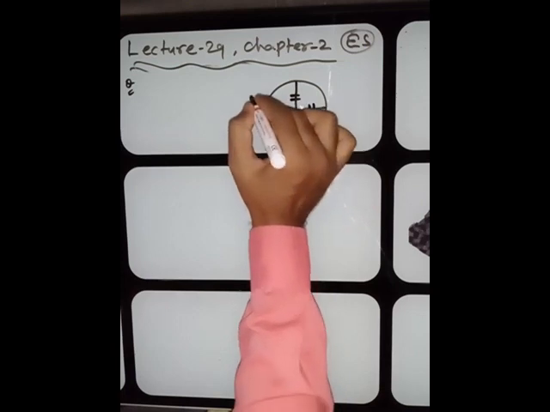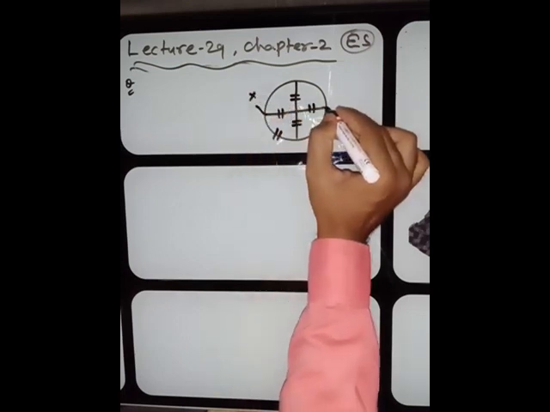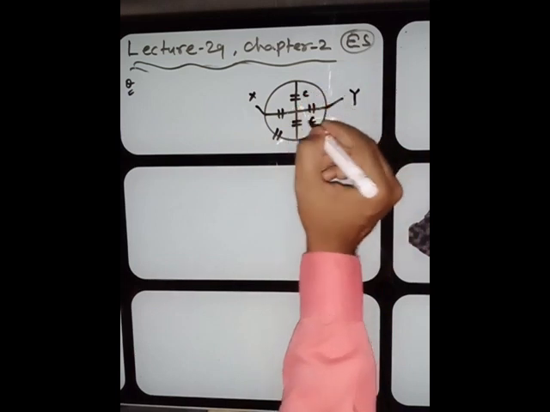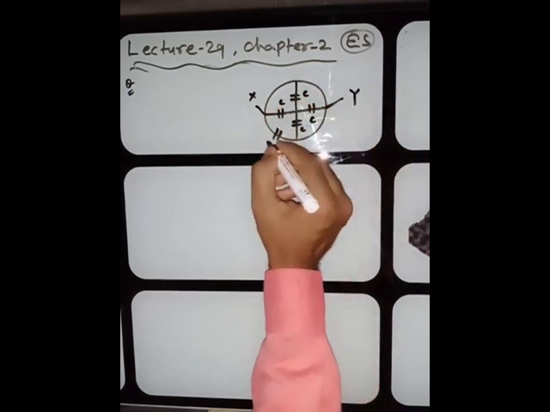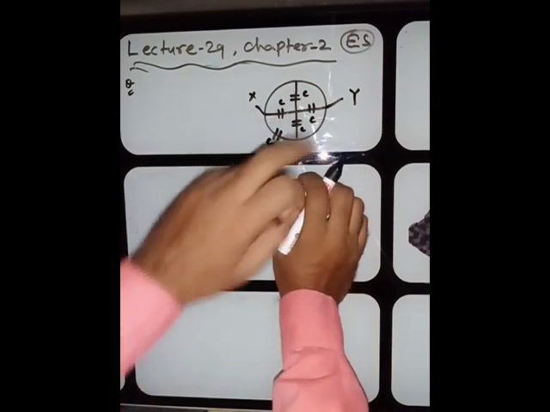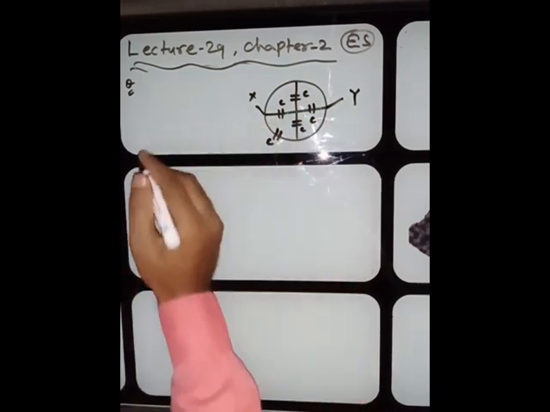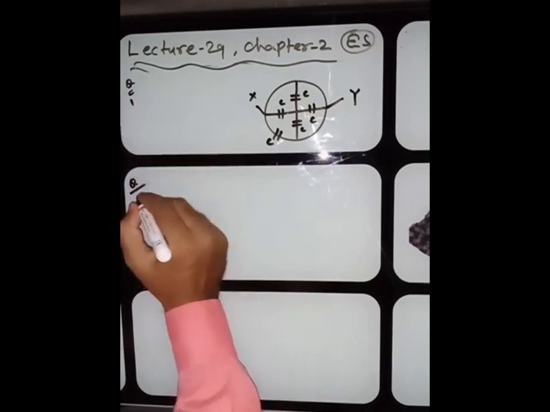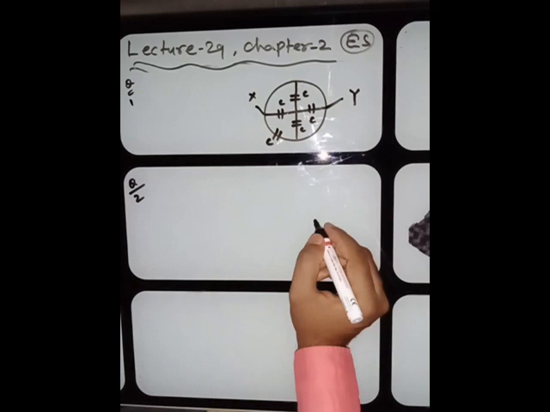Two terminals, suppose X and Y. Again, all the values are C. All capacitors are identical. You have to find the equivalent capacitance between X and Y.